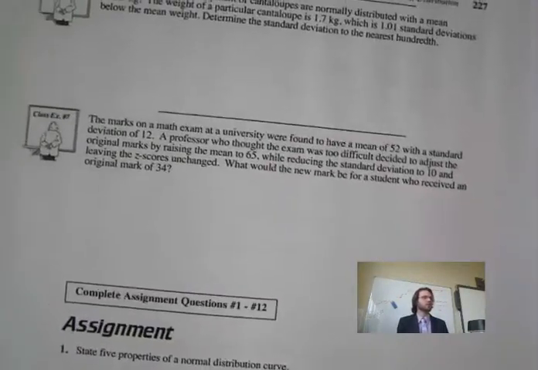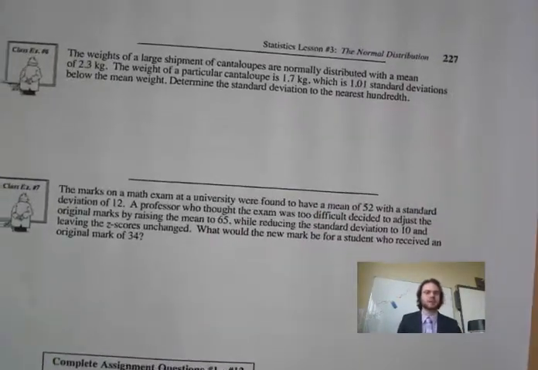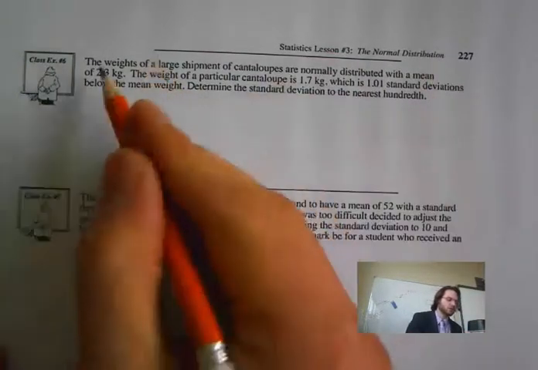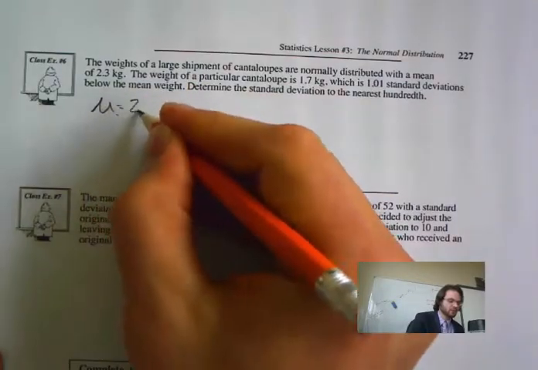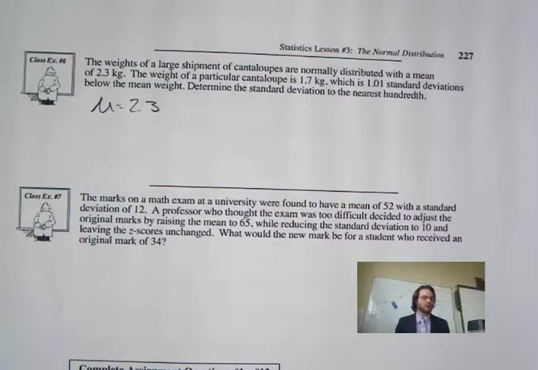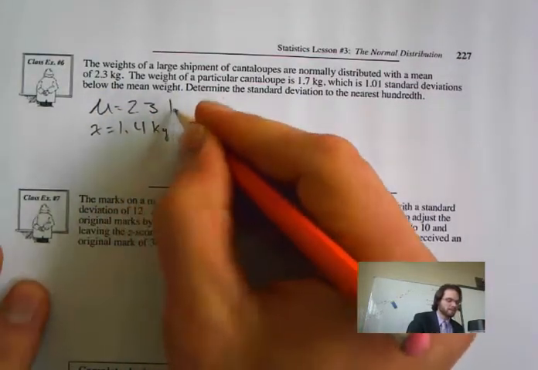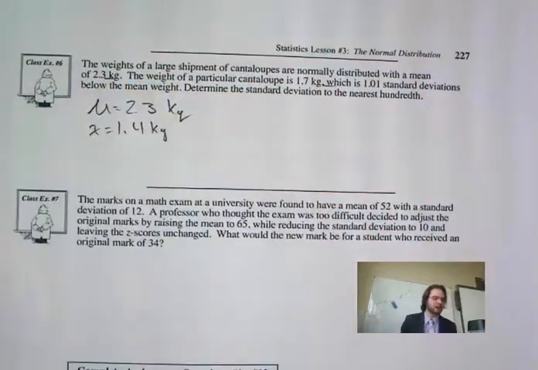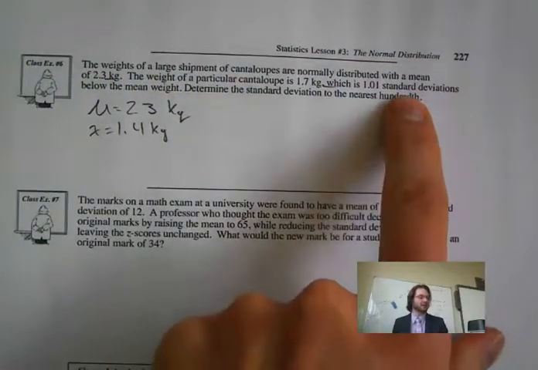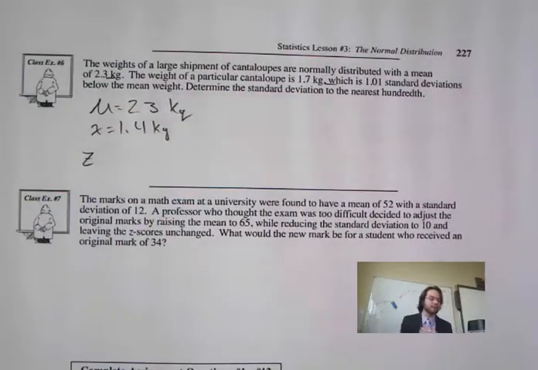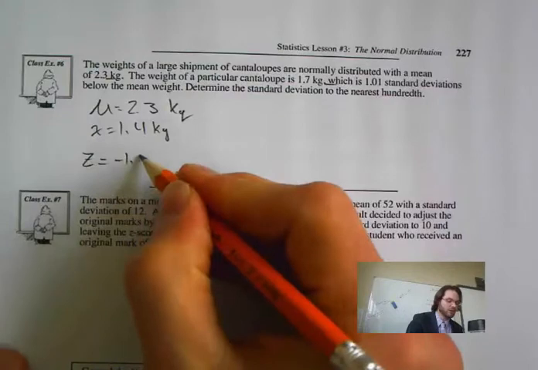Okay, let's look at example number 6. Here we're looking at the weights of large shipments of cantaloupes, normally distributed with a mean of 2.3 kilograms. The weight of a particular cantaloupe is 1.4. Make sure they're in the same units, good, and it is 1.01 standard deviations below the mean. If it's below, that means it's negative, so my Z-score is negative 1.01.